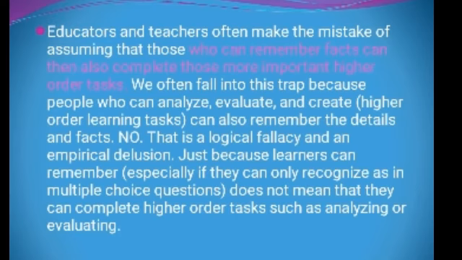Educators and teachers often make the mistake of assuming that those who can remember facts can then also complete those more important higher order tasks. We often fall into this trap because people who can analyze, evaluate, and create, higher order learning, can also remember the details and facts. No, that is a logical fallacy and an empirical delusion. Just because learners can remember, especially if they can only recognize as in multiple choice questions, does not mean that they can complete higher order tasks such as analyzing or evaluating.